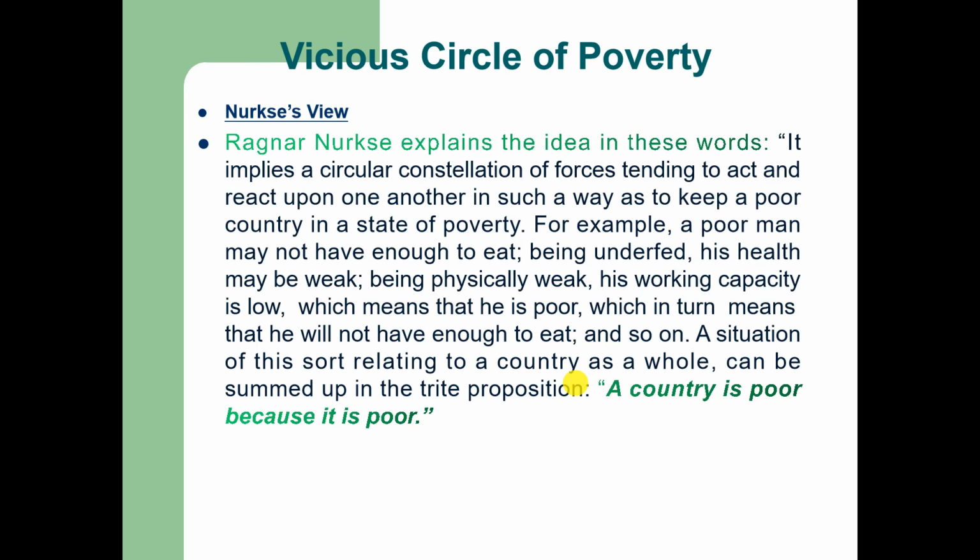For example, a poor man may not have enough to eat. Being underfed, his health may be weak. Being physically weak, his working capacity is low, which means that he is poor, which in turn means that he will not have enough to eat, and so on. A situation of this sort relating to a country as a whole can be summed up in the triad proposition: a country is poor because it is poor. So, the main cause of underdevelopment of a country is poverty itself. And similarly, the main cause of poverty is underdevelopment of the underdeveloped economy.